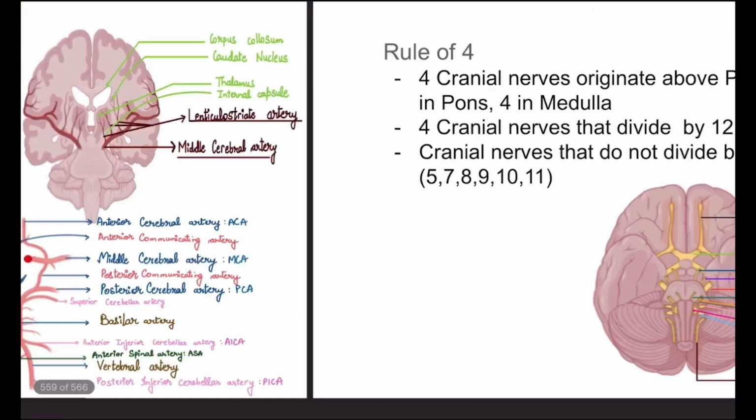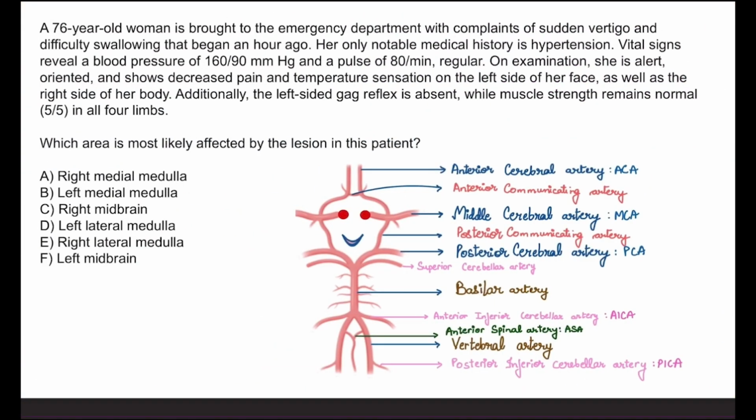Now, let us go back to that question that we were dealing with. In this, a 76-year-old woman is brought to the ED with complaints of sudden vertigo and difficulty swallowing. So as soon as you see the difficulty swallowing, you capitalize on that, right? Because you know, difficulty swallowing means you're dealing with nucleus ambiguus, which is cranial nerves 9, 10. So you know it will localize to the medulla. 9, 10, 11, 12 are all in the medulla. This is not divisible by 12. So not divisible by 12 means side or lateral medulla.